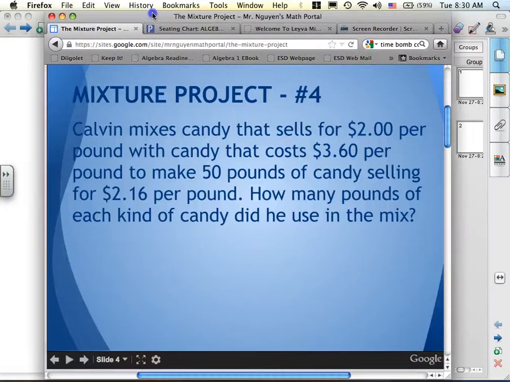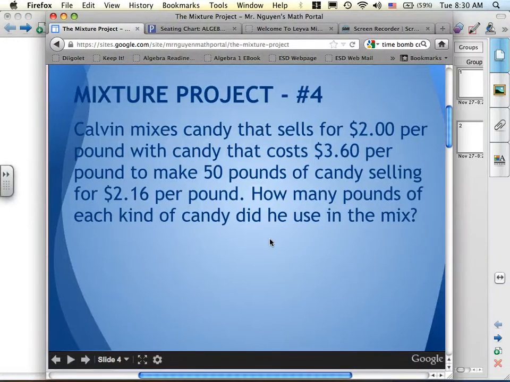Okay, so let's take a look at this problem very carefully. You understand that we have two different types of candies. Let's call the $2 per pound candy A and the $3.60 candy B. You want to make a total of 50 pounds of mixed type, meaning you're going to put candy A and candy B together in one bag, and then sell 50 pounds of mixed candy at $2.16 a pound. Do you see that scenario?